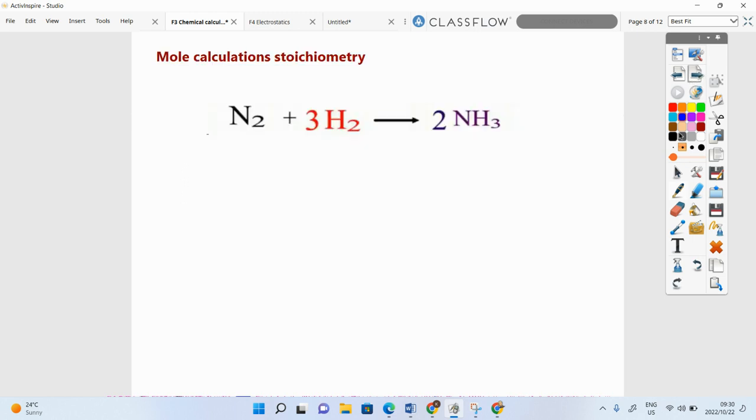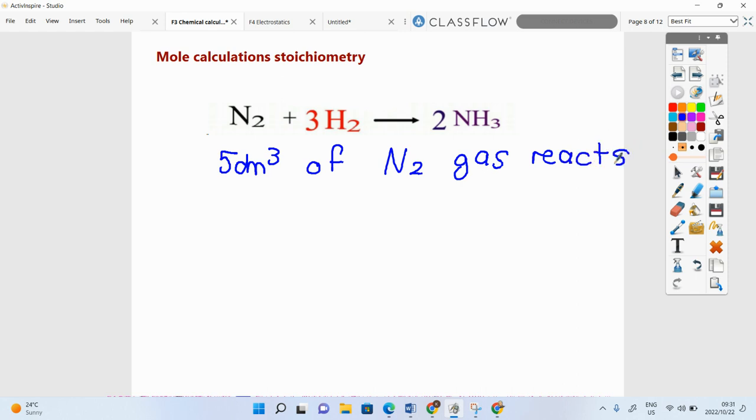Okay, so let's do one. Let's start with an easy one. The question is going to say: I have 5 cubic decimeters of N2 gas that reacts fully according to this equation, and we want to know what mass of NH3 forms.